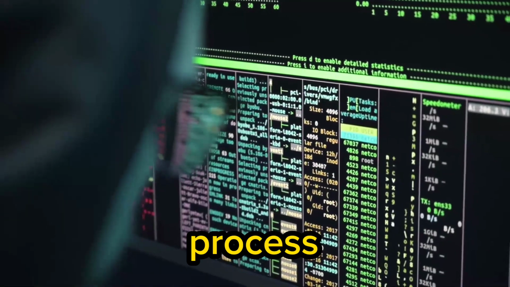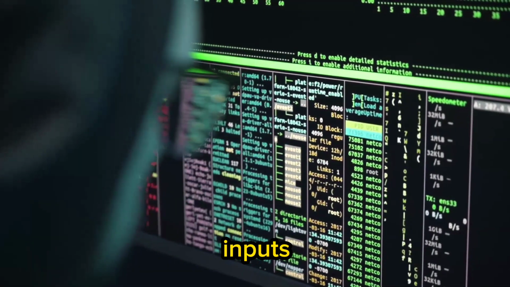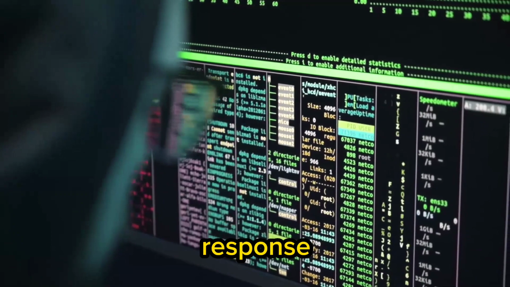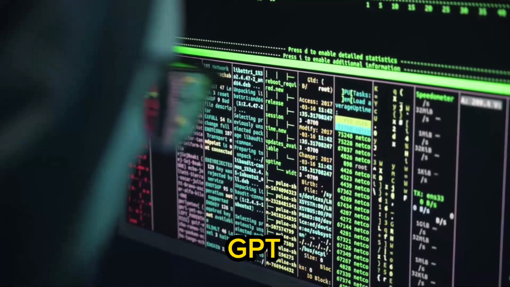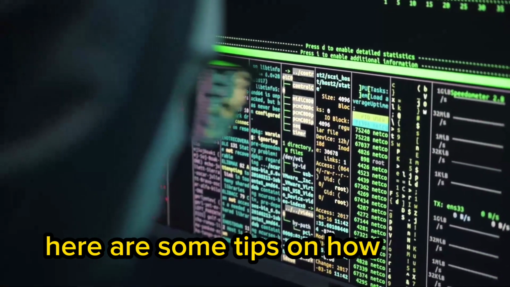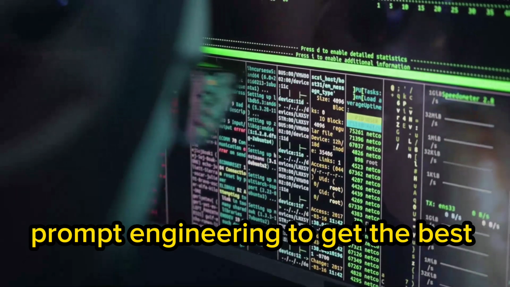Prompt engineering is the process of crafting prompts or inputs that can elicit the desired response from a language model like GPT. Here are some tips on how to use prompt engineering to get the best results from ChatGPT.